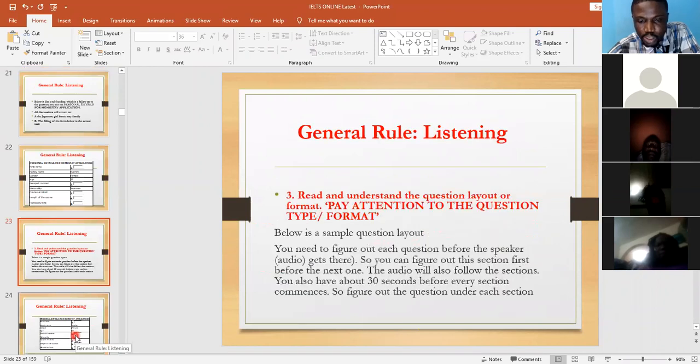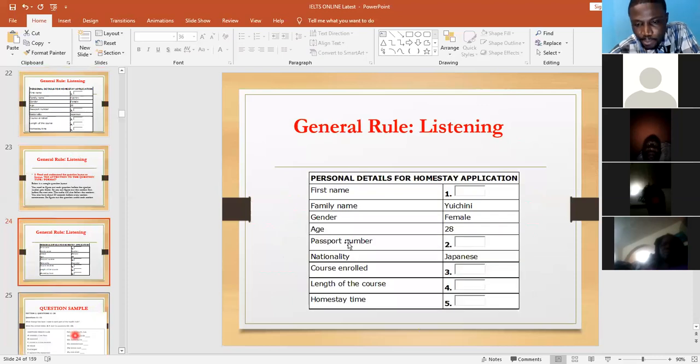The number 3, you need to read and understand the question layout or format. This is very, very, very critical. What do I mean by question layout or format? This is a sample question.